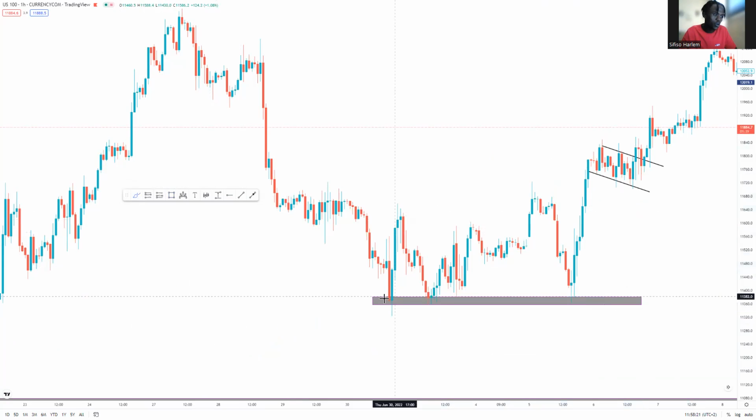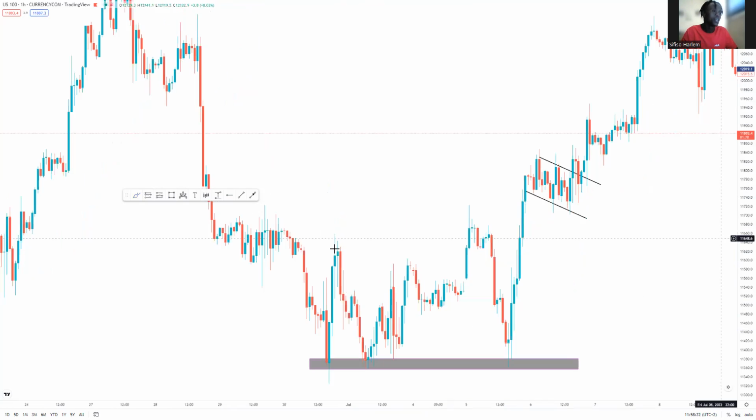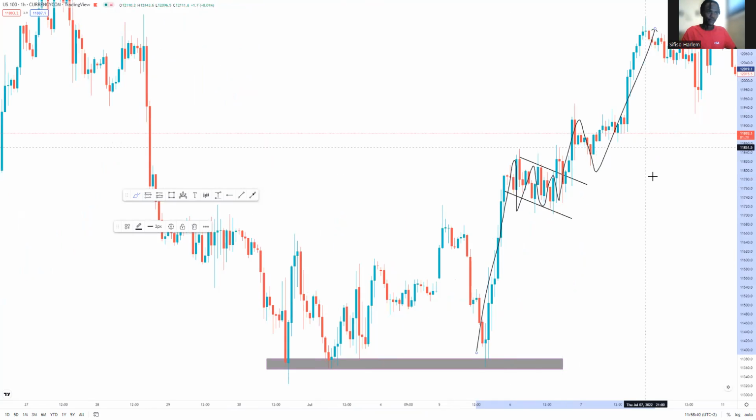So you can tell price bounced, bounced, bounced, bounced, and then pushed to the upside. So this is the triple top. This is the triple bottom. Triple bottom. Understand? And then price did what? Pushed to the upside, correction again, possible bear flag, break, retest, and a continuation to the upside.